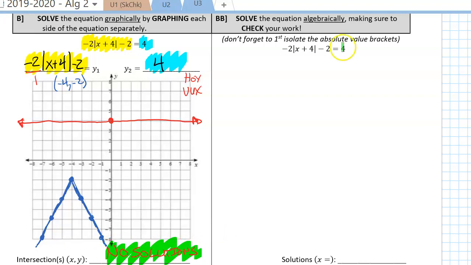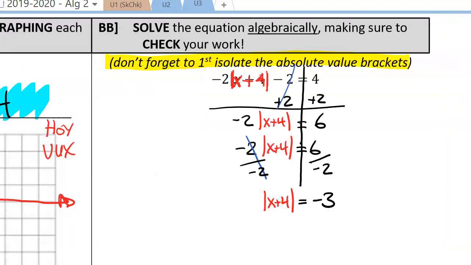Well, what does that look like in terms of an algebraic approach? Well, let's start by isolating the absolute value bars first, and we end up with the absolute value of x plus 4 is equal to -3. Now, here we have to ask ourselves, is this even possible? Remember, we're solving for x here, and x is on the inside of the absolute value bars, and we're to add 4 to it. Now, anything that falls inside the absolute value bars always spits out positive.